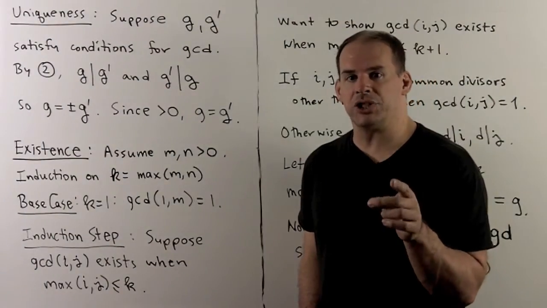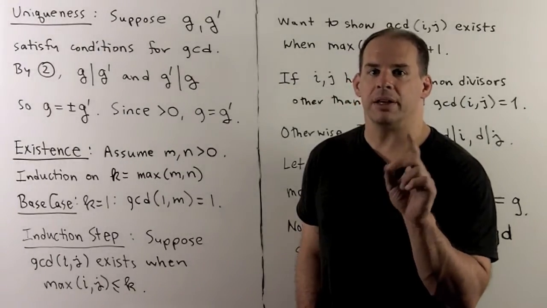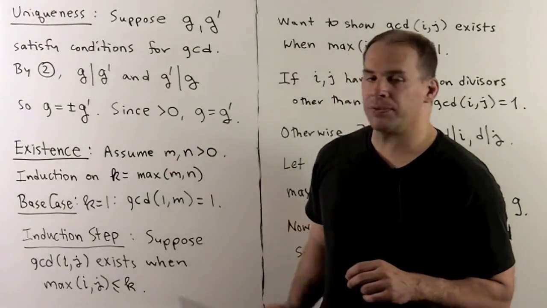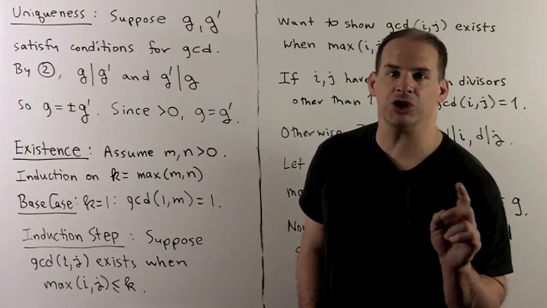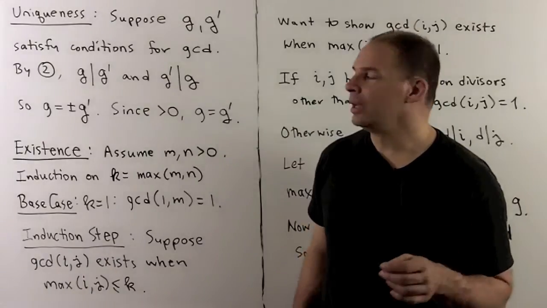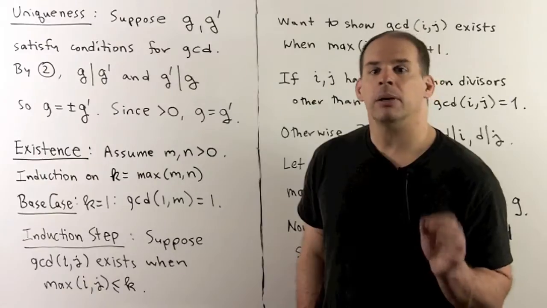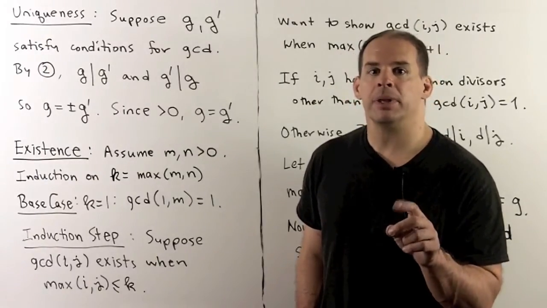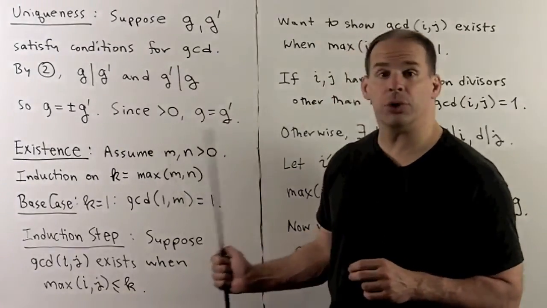Let's check that this definition makes sense. We want that a greatest common divisor exists, and if so, that it's unique. We do uniqueness first. Let's suppose we have two greatest common divisors of m and n, g and g prime. If we check condition 2, then g divides g prime, and g prime divides g. By our previous result, that means g is equal to plus or minus g prime, but because they're both positive, we have to have that g and g prime are equal. So, uniqueness.